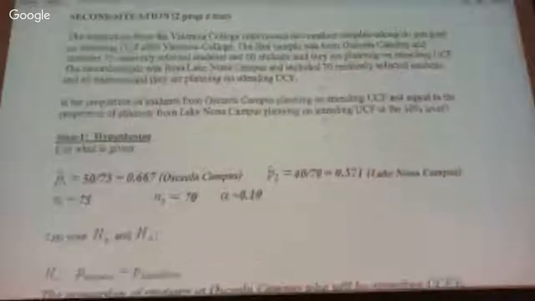Okay? Example 2. The researchers from Valencia College interviewed 2 random samples. So stop there. How many groups do we have? 2. If they are 2 separate groups, it can either be a 2 proportion Z or a 2 sample T. So we've already narrowed it down. Now, if it's a 2 proportion Z, you should have 2 fractions. If it's a 2 sample T test, you should have 2 numbers. Let's see what we have.